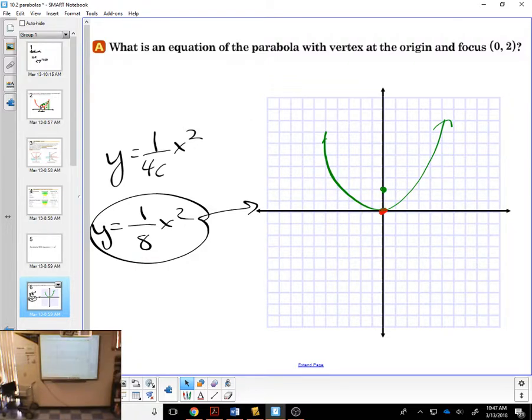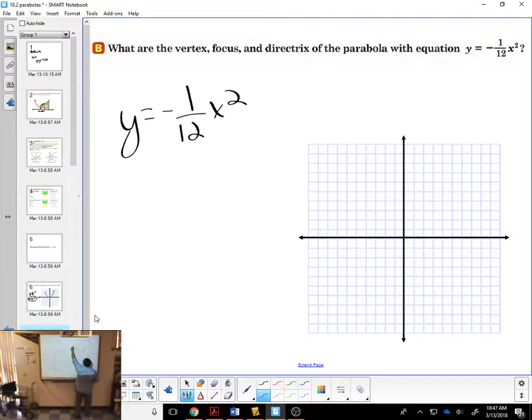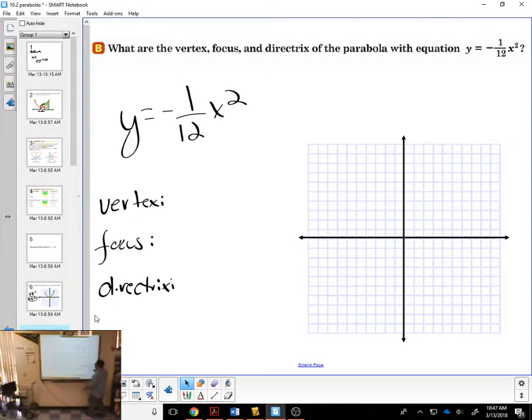Okay, let's not go easy no more. Now, let me challenge your thinking a little bit here. Here's my equation. I'm going to give you the equation. It reads y is negative 1/12 x squared. With just that alone, I need you to tell me what the vertex is, where the focus is, and where the directrix is. I'll give you guys 3 minutes to think about this.